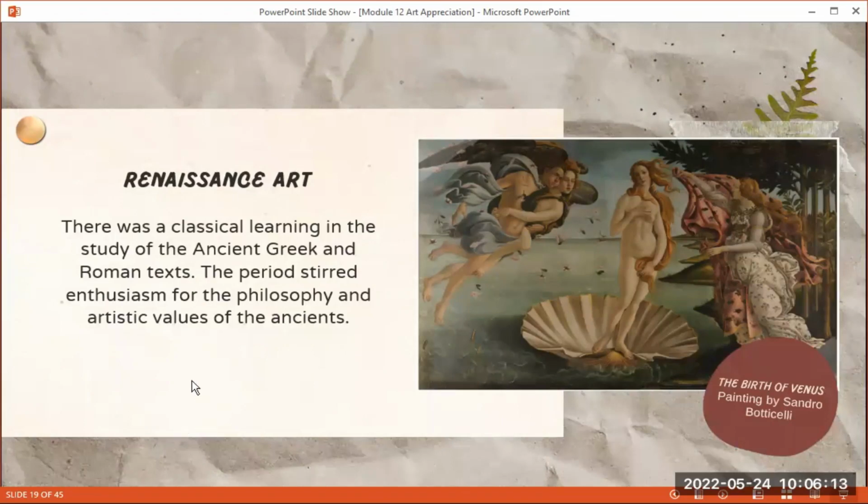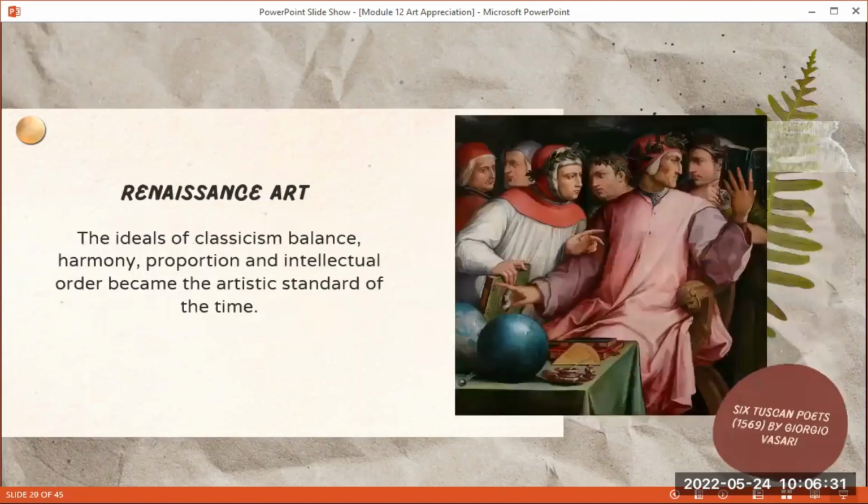Now, there was a classical learning in the study of the ancient Greek and Roman texts. Now, the period stirred enthusiasm for the philosophy and the artistic values of the ancients. So, if you can remember, in Roman mythology, Venus is the goddess of beauty. Now, the ideals of classicism, balance, harmony, proportion, and intellectual order became the artistic standard of the time. That is during the Renaissance period.